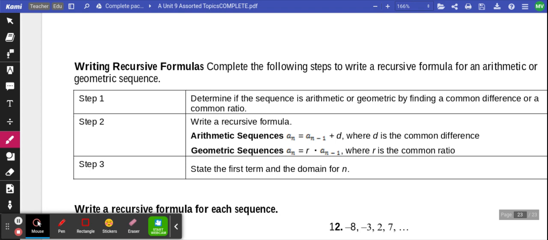So if it's arithmetic, it's just a sub n equals a sub n minus 1 plus d, where d is the common difference. And geometric is a sub n equals r times a sub n minus 1, where r is the common ratio. Then you state the first term. You must state a sub 1 and the domain for n. Our domain most of the time is going to be n is greater than or equal to 2.